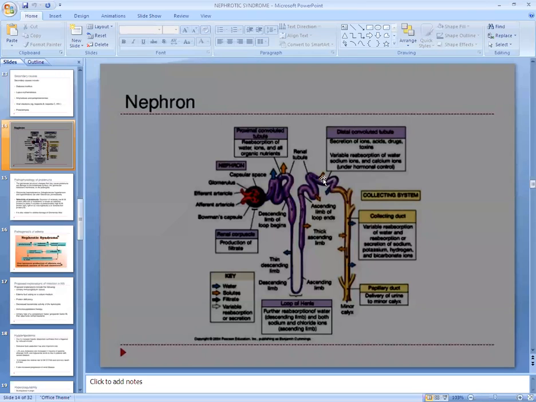Reabsorption means the part which is important for the body, some electrolytes, some water, some acid, that is reabsorbed, and the waste part is excreted. So final urine is formed here when the filtrate is circulating through the tubular system. So this is your nephron.